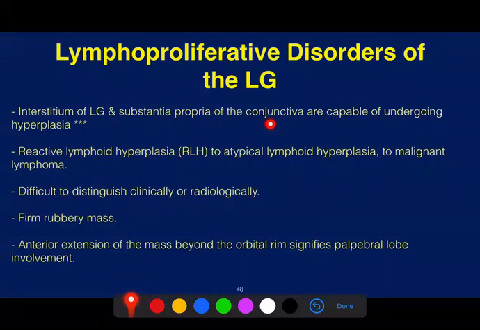So again, the spectrum from reactive lymphoid hyperplasia to atypical lymphoid hyperplasia to malignant lymphoma. Just to stress this point, it's difficult to distinguish clinically or radiologically, and you need to do biopsy to know for a fact that this is benign or malignant. As we covered before, you need to send fresh as well as fixed biopsy. This is rare, but I noticed it in one case that anterior extension of the mass beyond the orbital rim signifies palpebral lobe involvement.